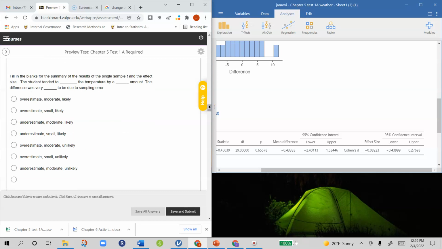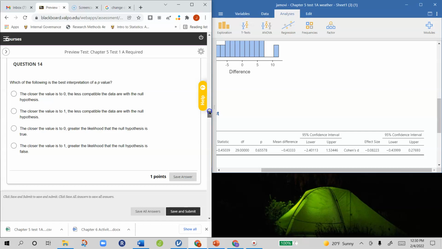Number 13, I want you to fill in the blanks for the summary of the results of the single t and the effect size. Our mean difference is negative 0.43, which means that the student tended to underestimate the temperature, by a small amount. Our effect size is small. Now we want to know, is this difference likely or unlikely to be due to sampling error? I realize I'm using dichotomous language here, but it's because this is a multiple choice question. My p-value is 0.66, which means it's really likely that the difference is due to sampling error. So this outcome is very likely to occur even if the null hypothesis is true and she makes accurate estimates.